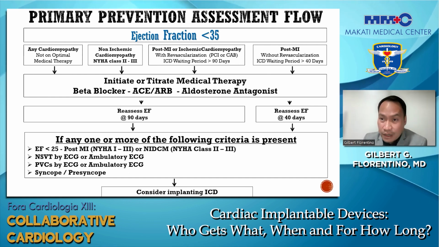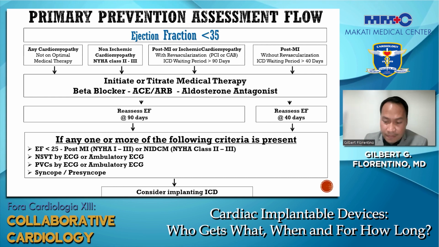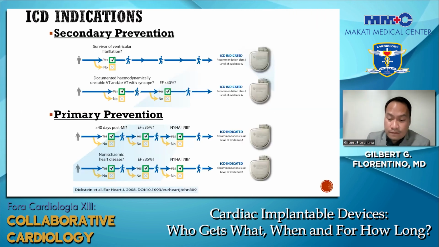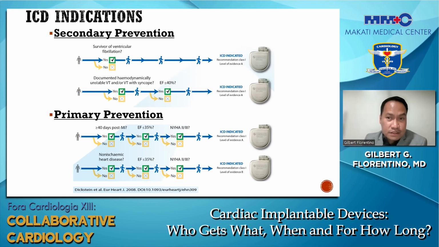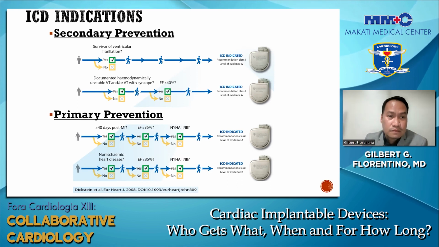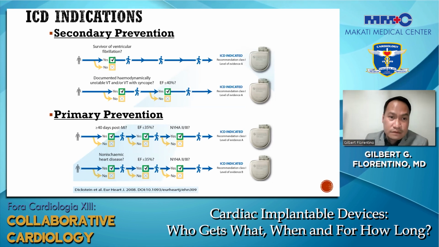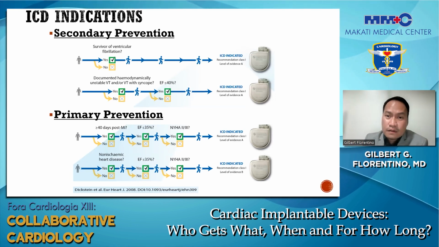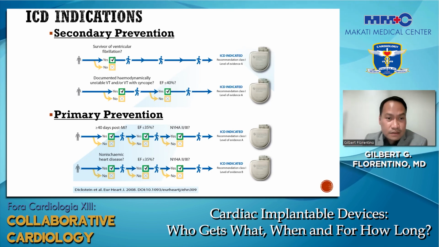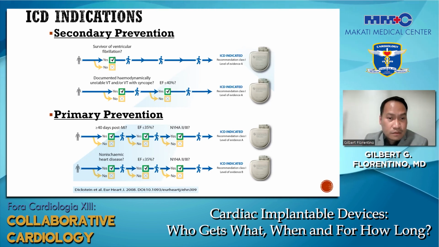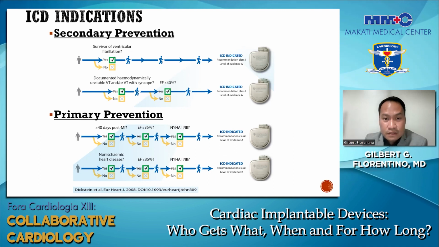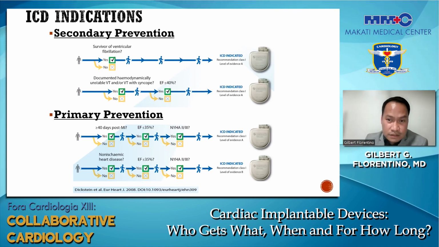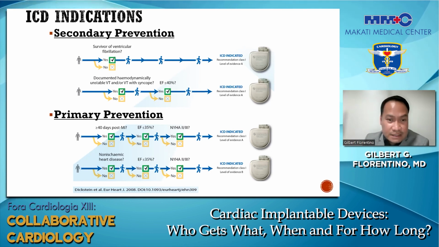Again, these are for primary prevention. So in summary, as long as there are no reversible causes, for secondary prevention, patients who suffer from ventricular fibrillation who survive cardiac arrest are automatically candidates for ICD implantation. Patients with documented hemodynamically unstable VTs, or VT with syncope with a very low ejection fraction, of course, we put them up for ICD implantation.